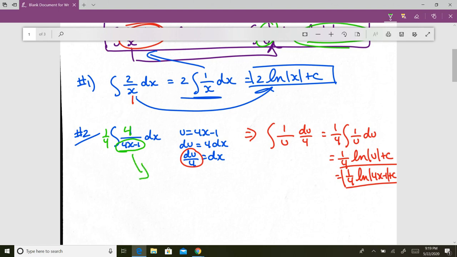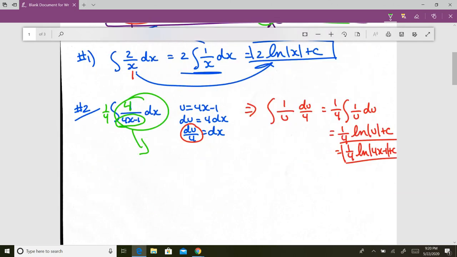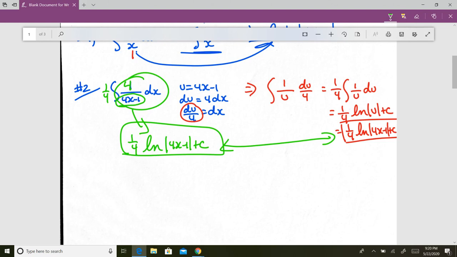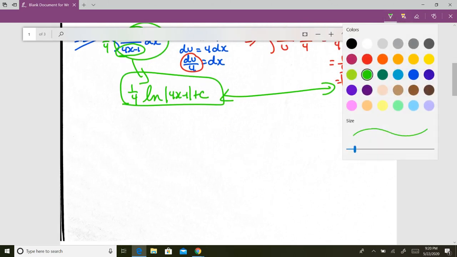And then, because this matches this, it's natural log of whatever the bottom is, u in this case. So this just becomes natural log of 4x minus 1 plus c. 1/4 has to be there, because you can't just put a 4 in, you have to multiply by 1. So that's why it's 1/4 on the outside. And there is your answer. Now, that'll come with practice. The more you do, the better you get. You'll start to recognize those things. All right. Number 3.